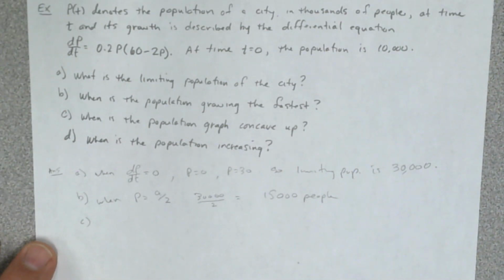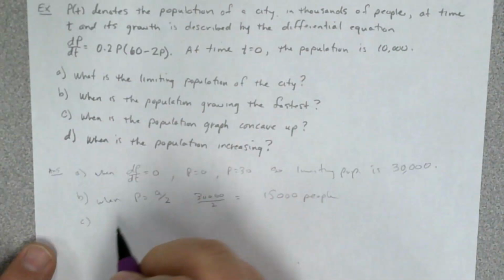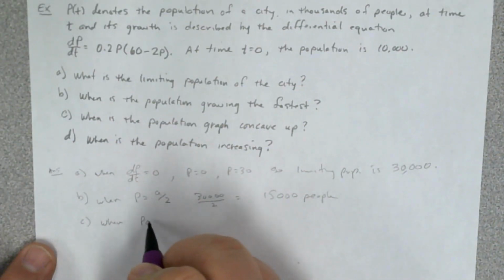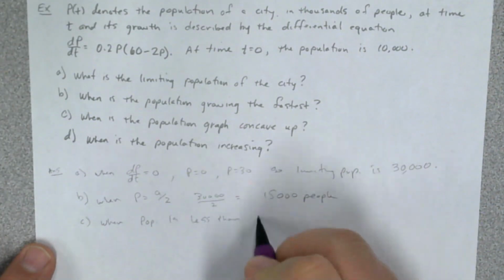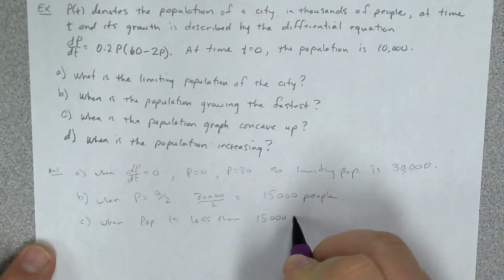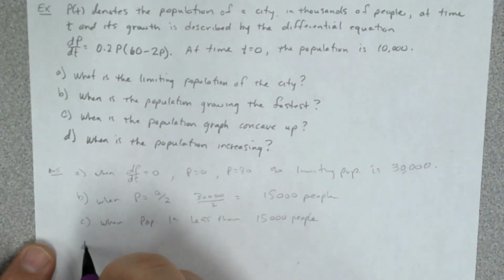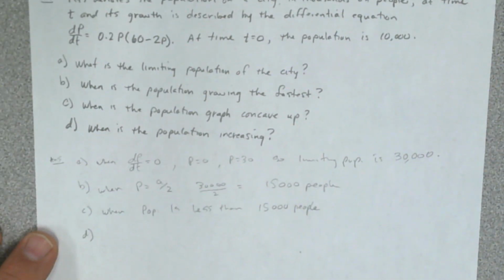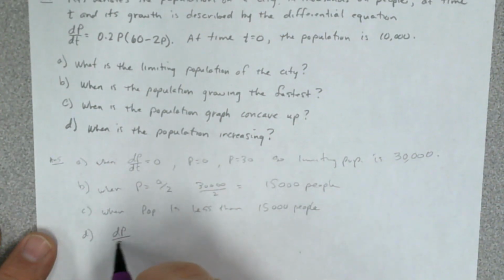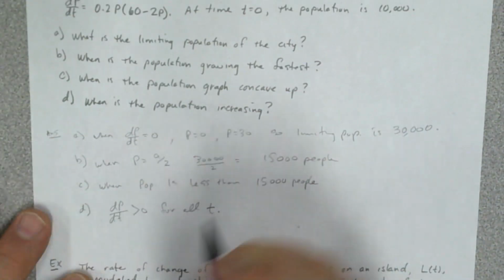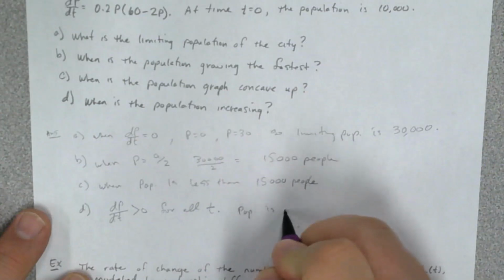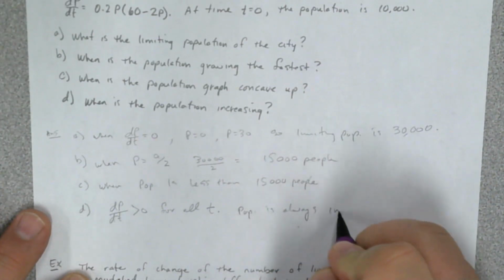When is the population graph concave up? When the population is less than 15,000. When is the population increasing? dP/dt is greater than 0 for all t values, for all time values. So the population is always increasing.